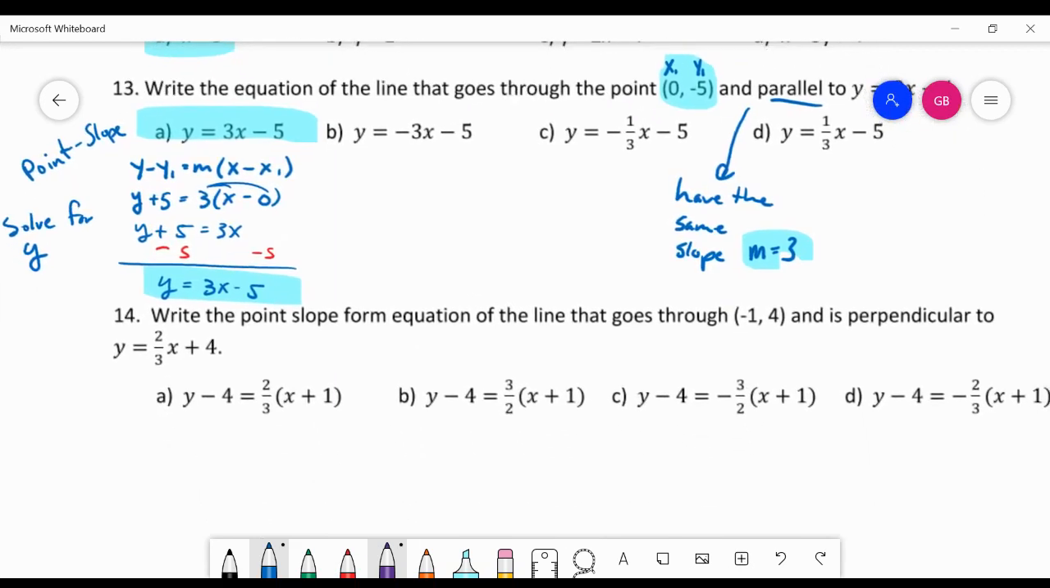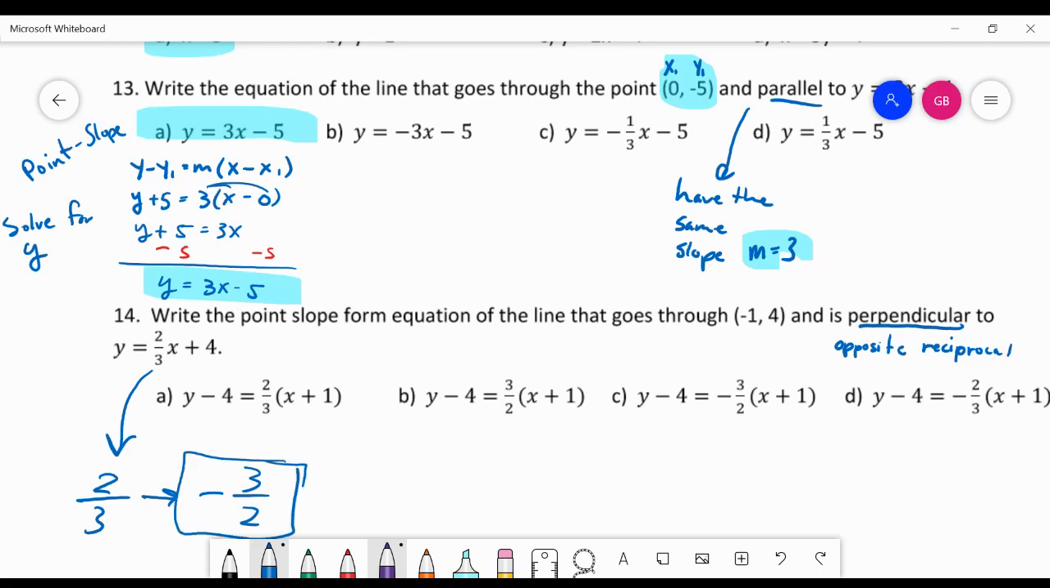All right, 14. Write the point slope form of the equation of the line that goes through -1, 4, and is perpendicular to y equals 2 over 3x plus 4. So remember, if it's perpendicular, then the slope is opposite reciprocal. So we started with the slope is 2 over 3. The opposite would be negative, and the reciprocal would be flipped, so 3 over 2. Okay, so this is the slope that we're going to use.